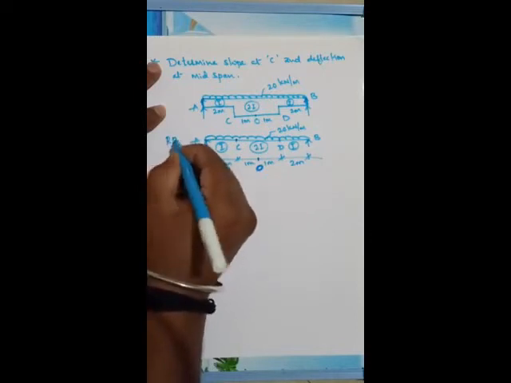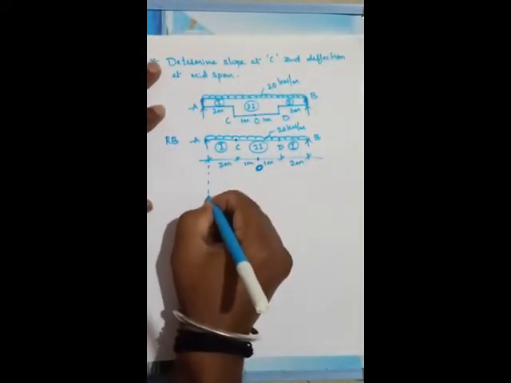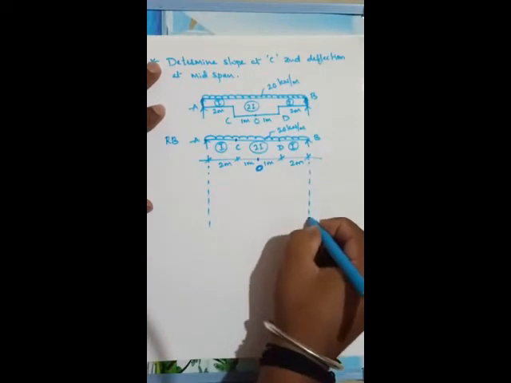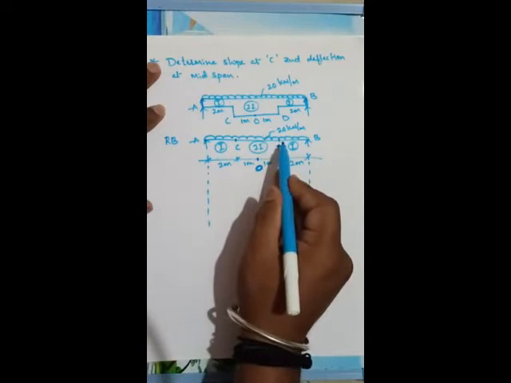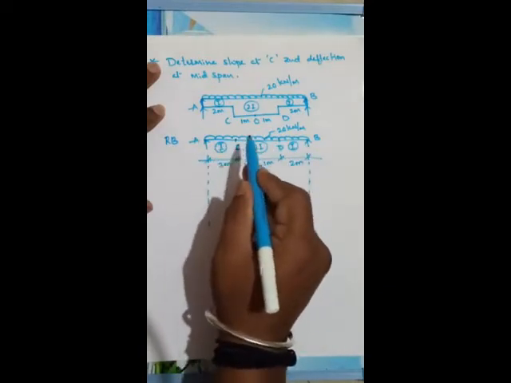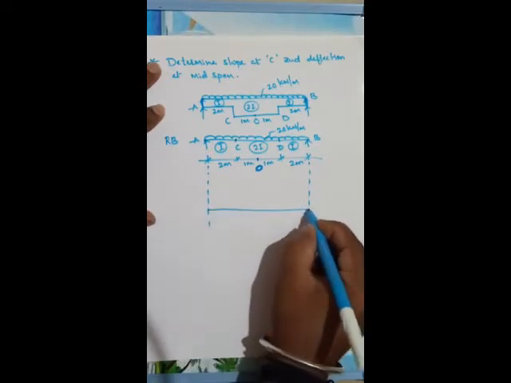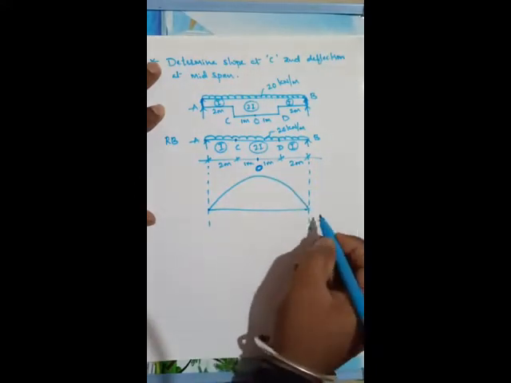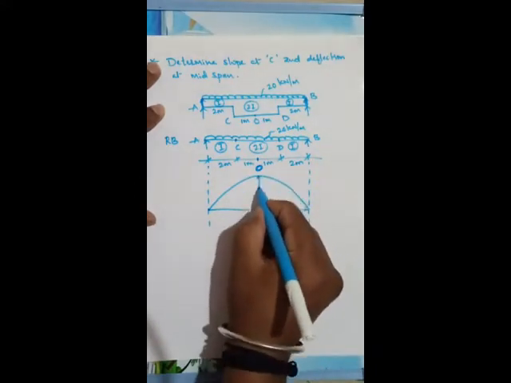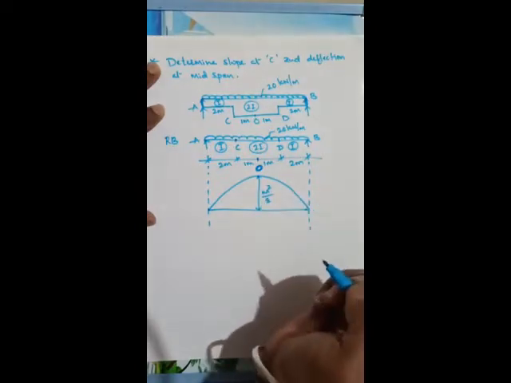So the given problem is the real beam. Then you need to draw the bending moment diagram for this real beam first. So what will be the bending moment diagram? When it is simply supported, subjected to UDL, directly you can draw this parabolic, and exactly at the center it is WL square by 8.